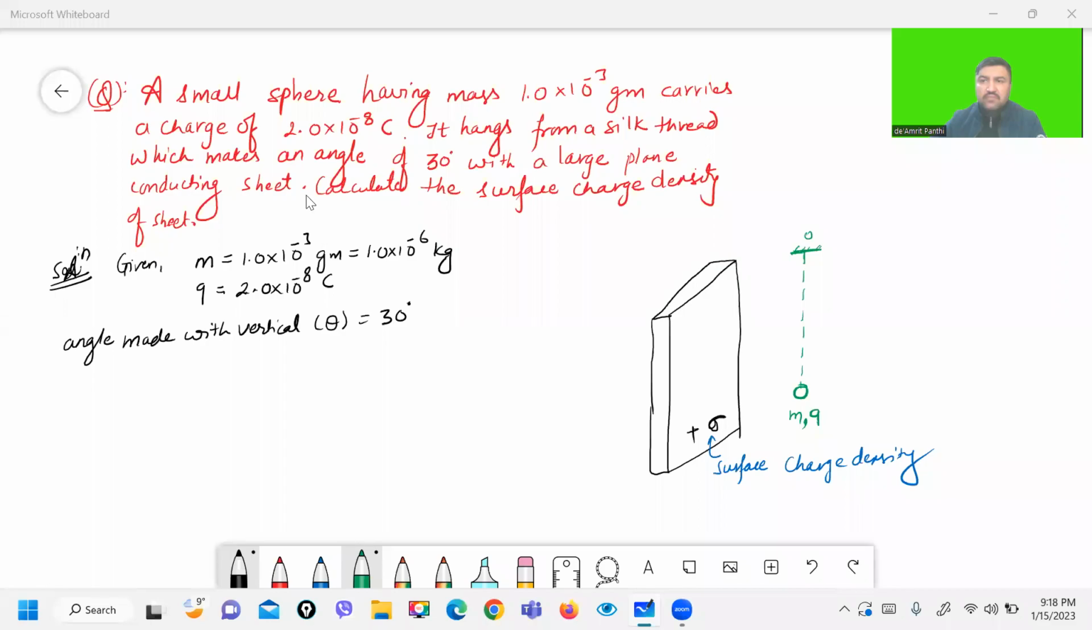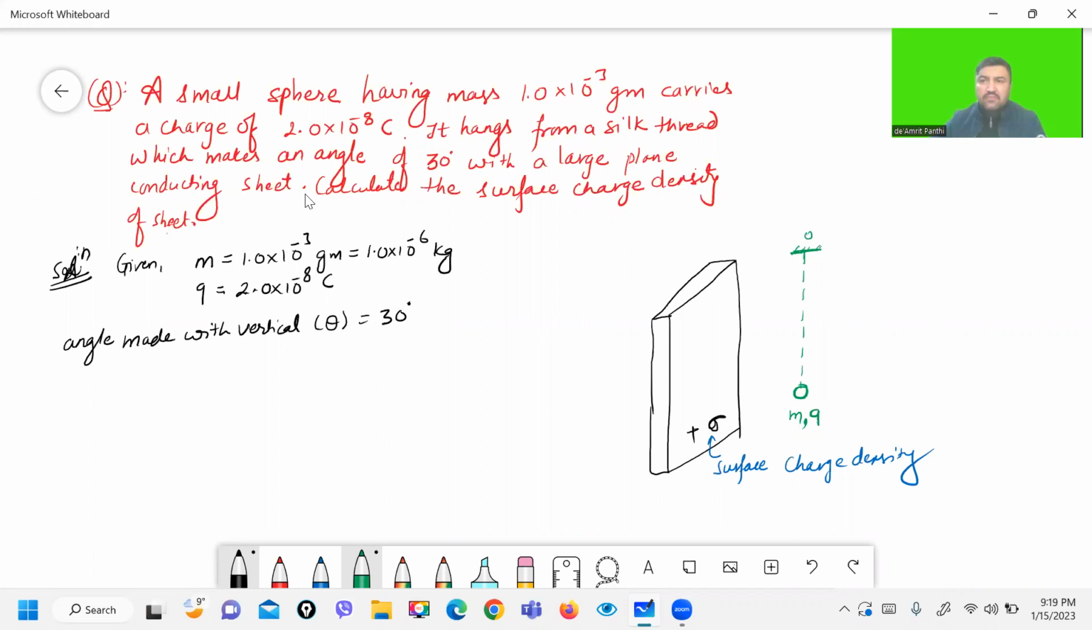Okay, here is a question. A small sphere having mass 1.0 × 10^-3 gram carries a charge of 2.0 × 10^-8 coulomb. It hangs from a silk thread which makes an angle of 30° with a large plane conducting sheet. Calculate the surface charge density of the sheet.